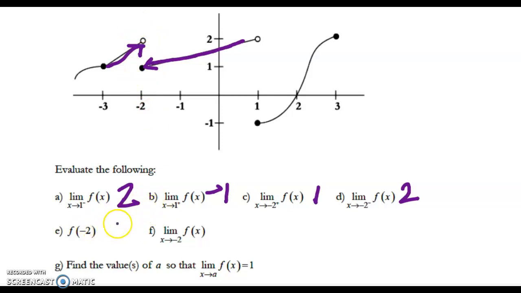is equal to 1. And then it asks me, what is the limit as x approaches -2 from both sides? Well, let's go back. The left-handed limit was +1. The right-handed limit was +2. The left-handed limit and the right-handed limit did not agree. Therefore, the limit as x approaches -2 does not exist.